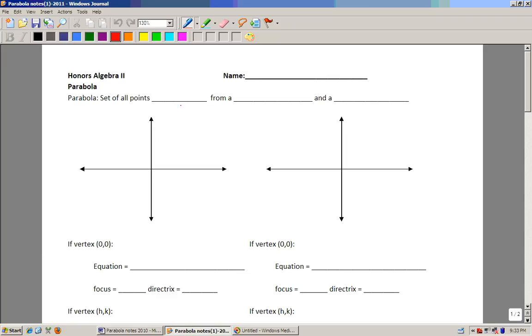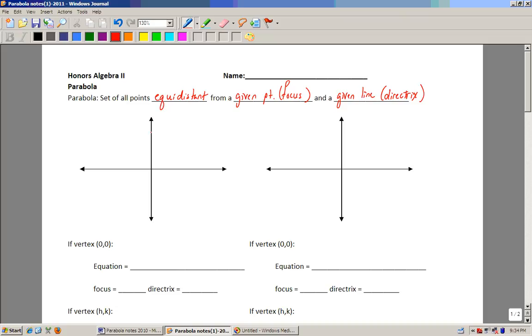The definition of a parabola is the set of all points equidistant, that means the same distance, from a given point, which we call the focus, which you've learned about in an ellipse. So it's equidistant from a given point and a given line, and that line is called the directrix.